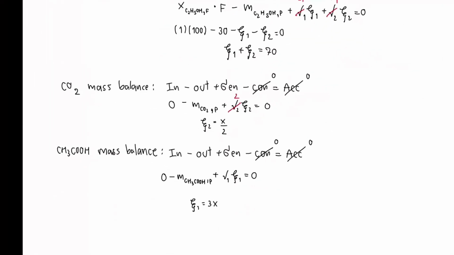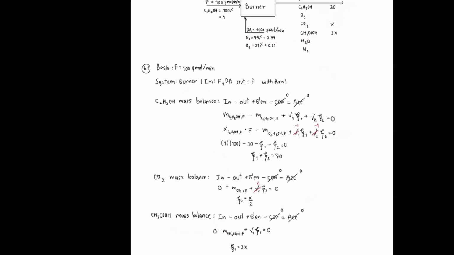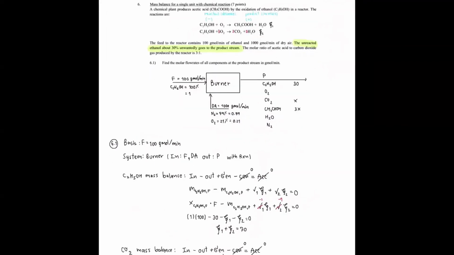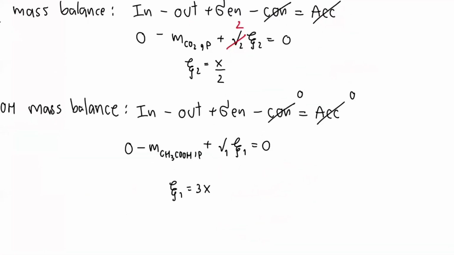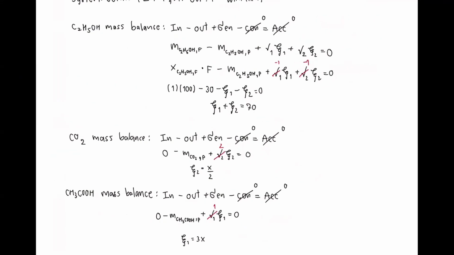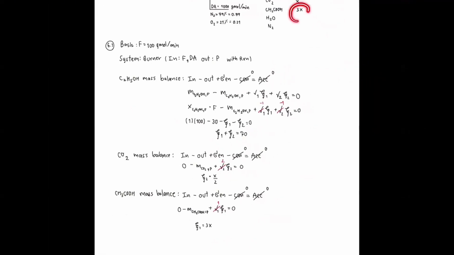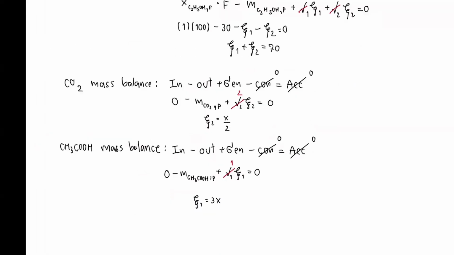Next, I will do the acetic acid mass balance. In is 0. Out is the mole of acetic acid in the P stream plus nu 1 psi 1, because look at the equation again. Okay, so the acetic acid in the product is increased, right? So we can write that 1. The nu is 1. And the mole of acetic acid in the P stream, we set it as 3x here. So we got psi 1 equal to 3x.